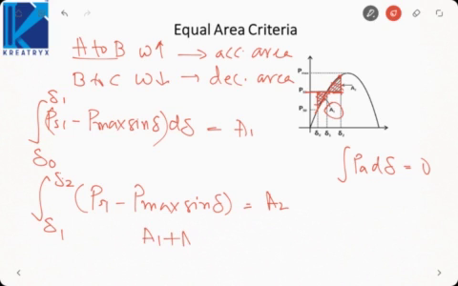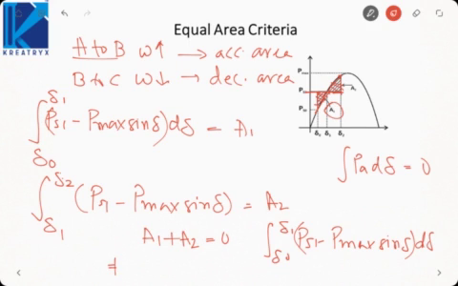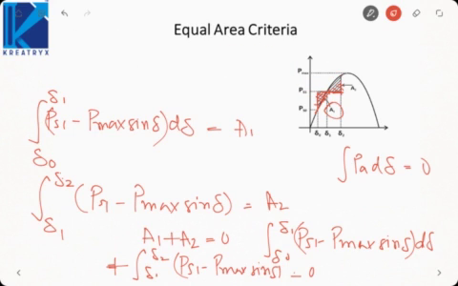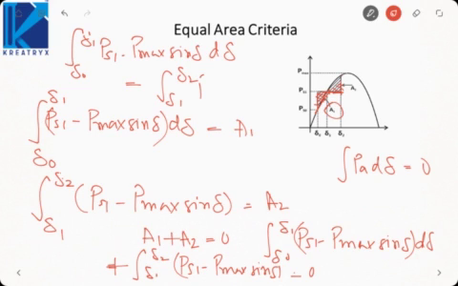So A1 plus A2 must be 0. That is, the integral from delta naught to delta 1 of PS1 minus P max sine delta d delta, plus the integral from delta 1 to delta 2 of PS1 minus P max sine delta d delta, must be 0. If we simplify this and take one area to the right hand side, it should be equal to the integral from delta 1 to delta 2 of P max sine delta minus PS1 d delta.